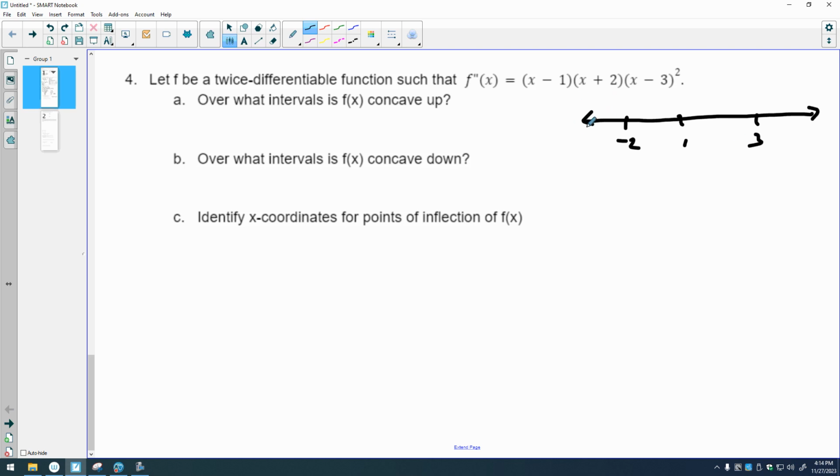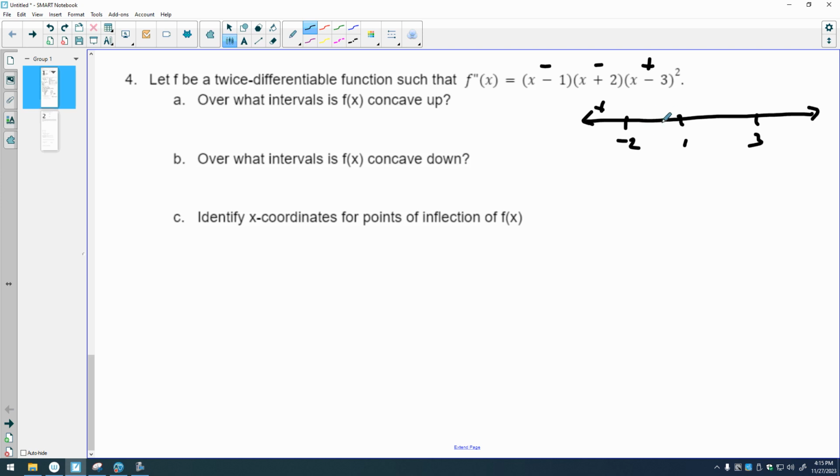Check values to the left of negative 2, like negative 3. Again, I don't care about the value, I just care about its sign. Putting in negative 3 makes that negative. Something squared is always positive, so that'll never change. A negative times a negative is a positive, times a positive is a positive.